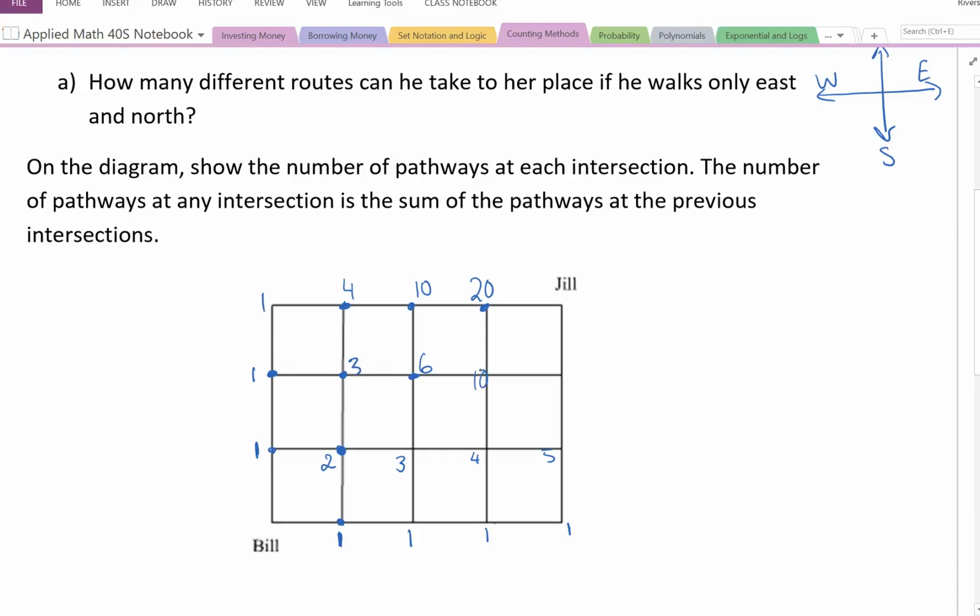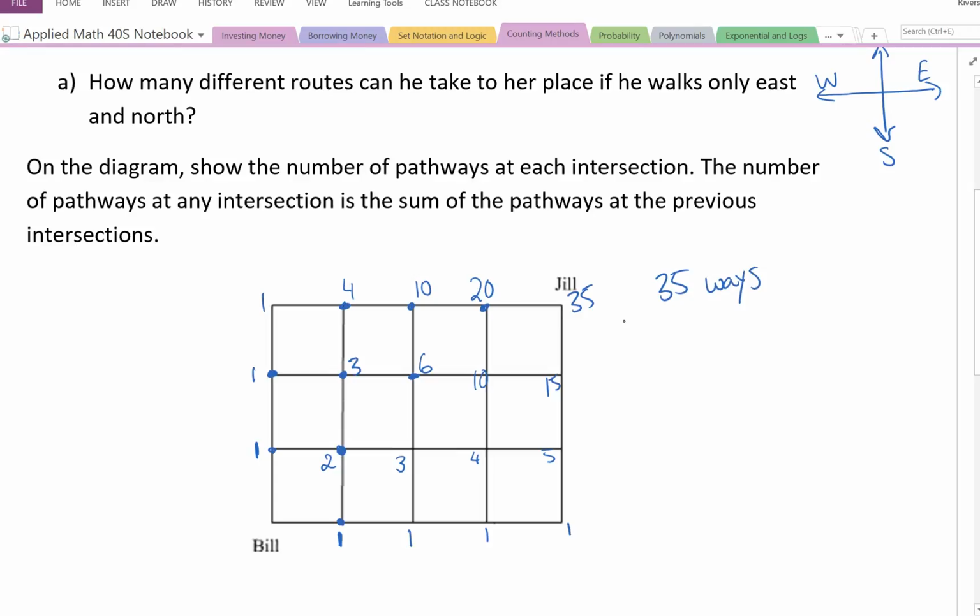Okay, and you can go all the way along. 5 and 10 here gives me 15, and 15 plus 20 gives me 35. So in the end, there are 35 ways for Bill to get to Jill's house.